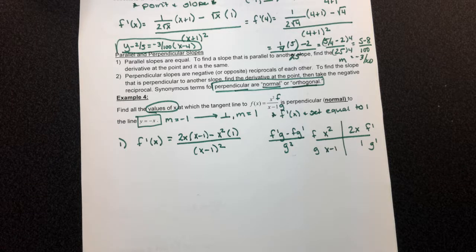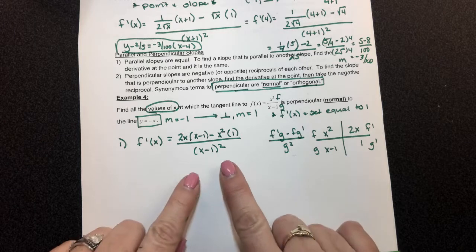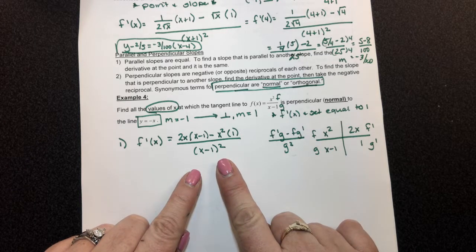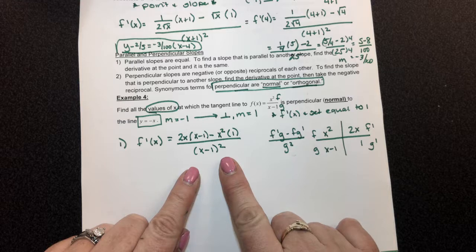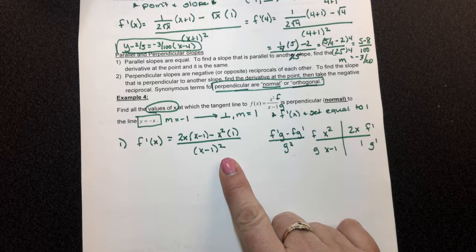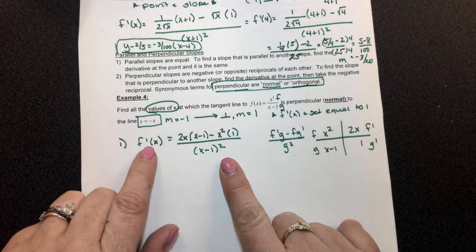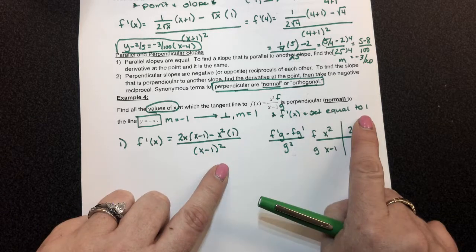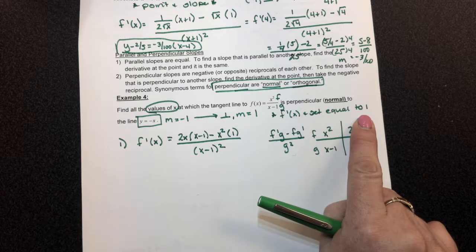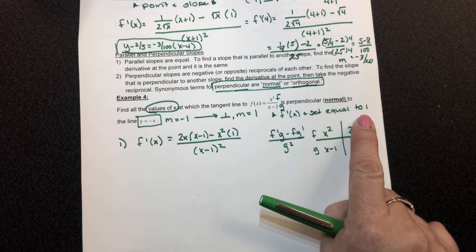To this point, again, I identified my f prime, g, and g prime, and then again I plugged everything into my quotient rule. Any questions on what I've done so far? So remember, what I ultimately am going to have to do is set all this equal to 1, because I want to know at what particular x values I have tangent lines that have a slope of 1.